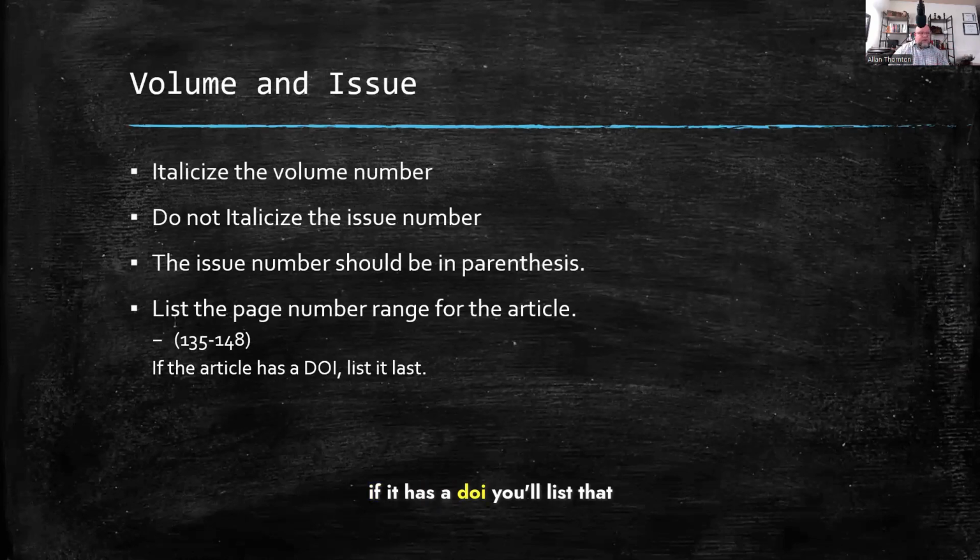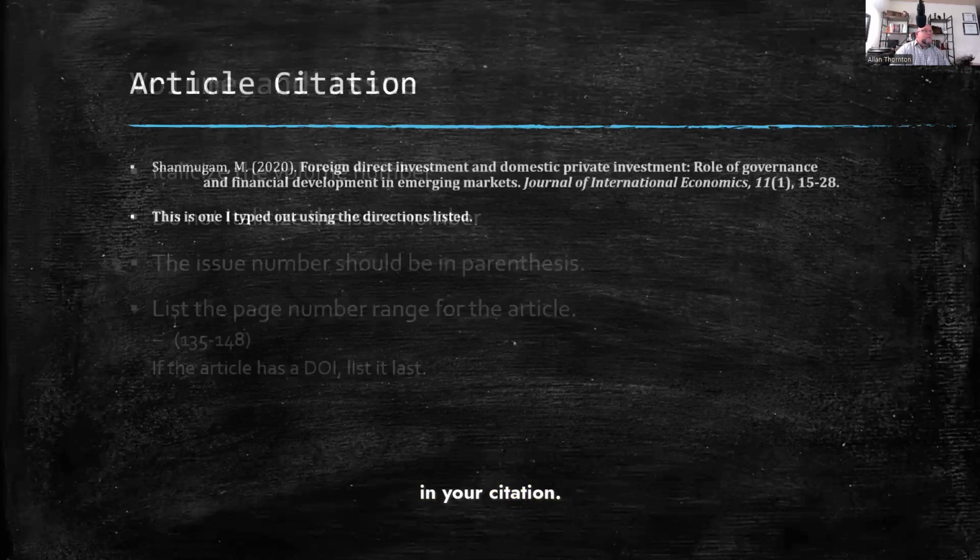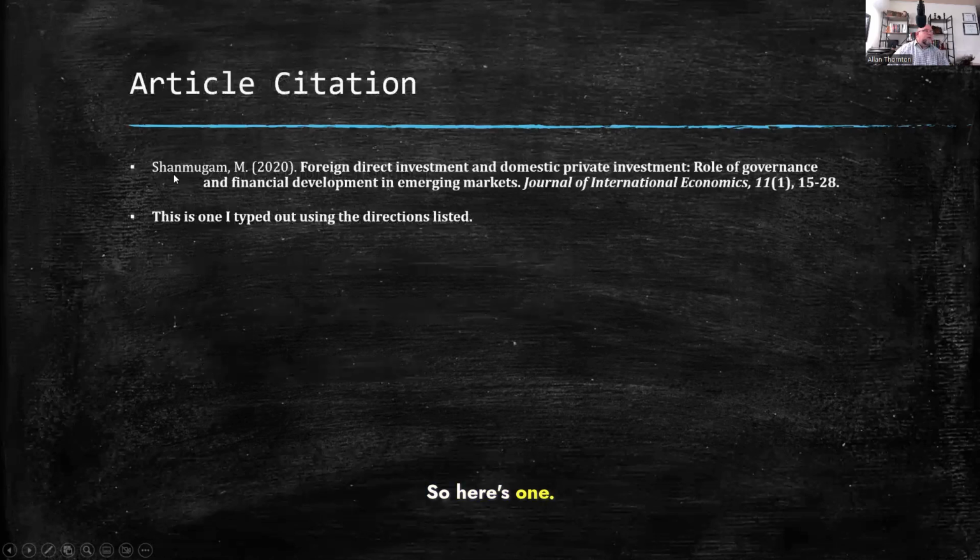And once again, if it has a DOI, you'll list that as the very last thing in your citation. So here's one that I pulled from an article I used for a paper I wrote when I was working on my MBA. I have a lot of the articles saved because I still refer to them and still do some writing based on those. But when you look at how it's written up, this one has all of the elements in it.